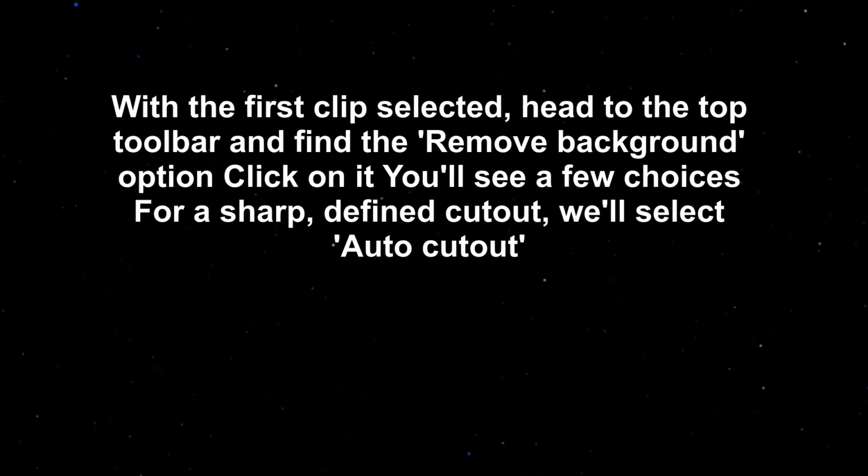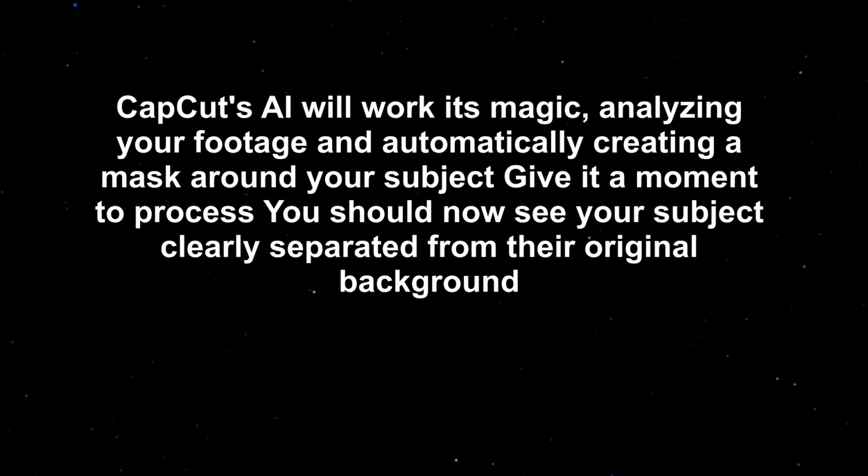With the first clip selected, head to the top toolbar and find the Remove Background option. Click on it. You'll see a few choices for a sharp, defined cutout. We'll select Auto Cutout. CapCut's AI will work its magic, analyzing your footage and automatically creating a mask around your subject. Give it a moment to process. You should now see your subject clearly separated from their original background.